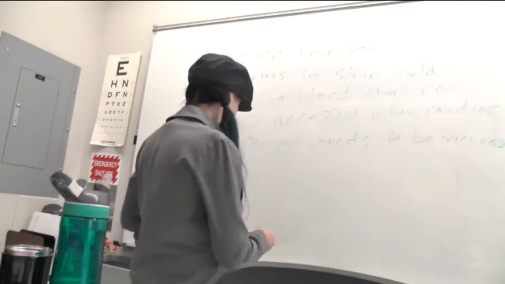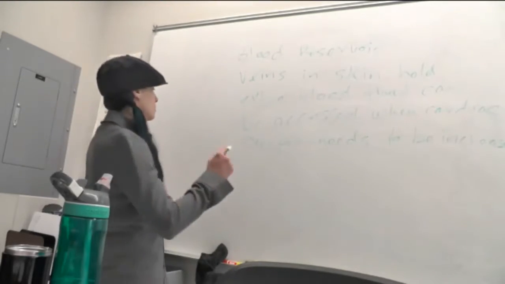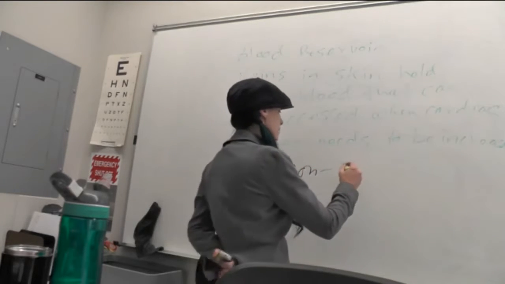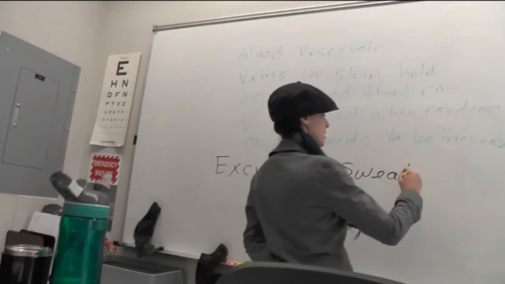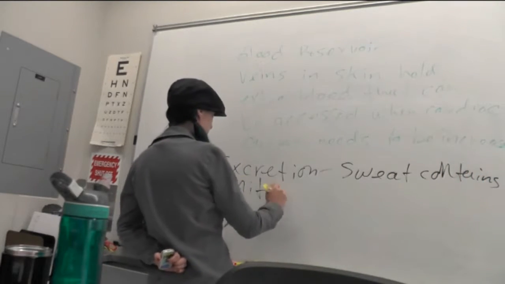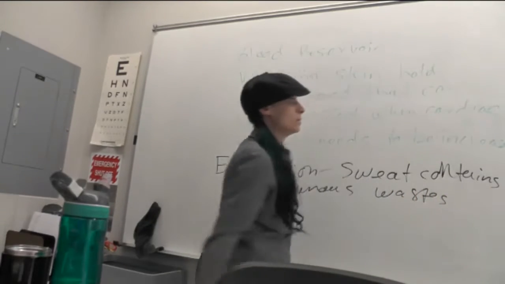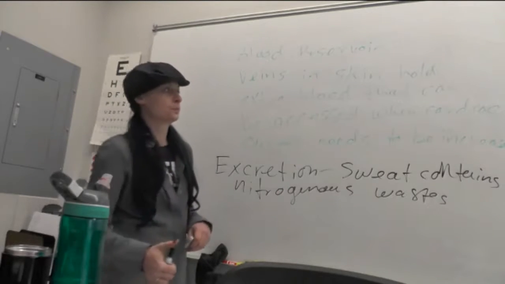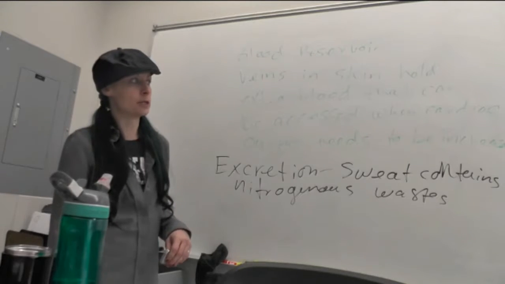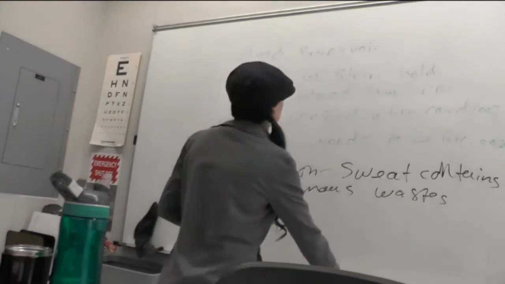Okay, then another thing that our skin helps us with is the excretion of waste, and that happens through sweat. So we can excrete waste through sweat. So sweat contains nitrogenous wastes, like urea and uric acid. So skin can be used for excretion. Okay, so those are the functions. Any questions?